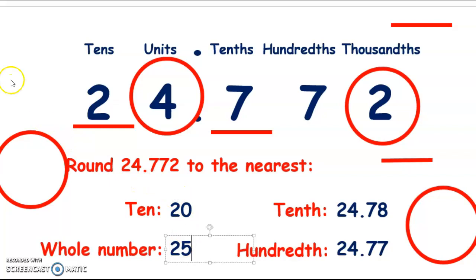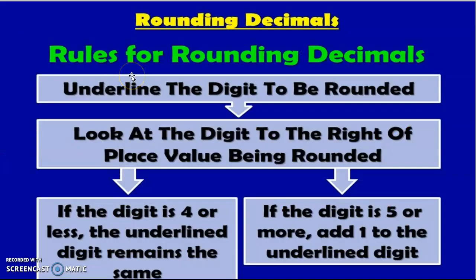So that's it. Remember the rules we've learned. In this lesson, we've learned that when you want to round decimals, the first thing you need to do is underline the digit to be rounded. Two, look at the digit to the right of the place value being rounded. Check if the digit is 4 or less, the underlined digit remains the same, or if the digit is 5 or more, add 1 to the underlined digit.